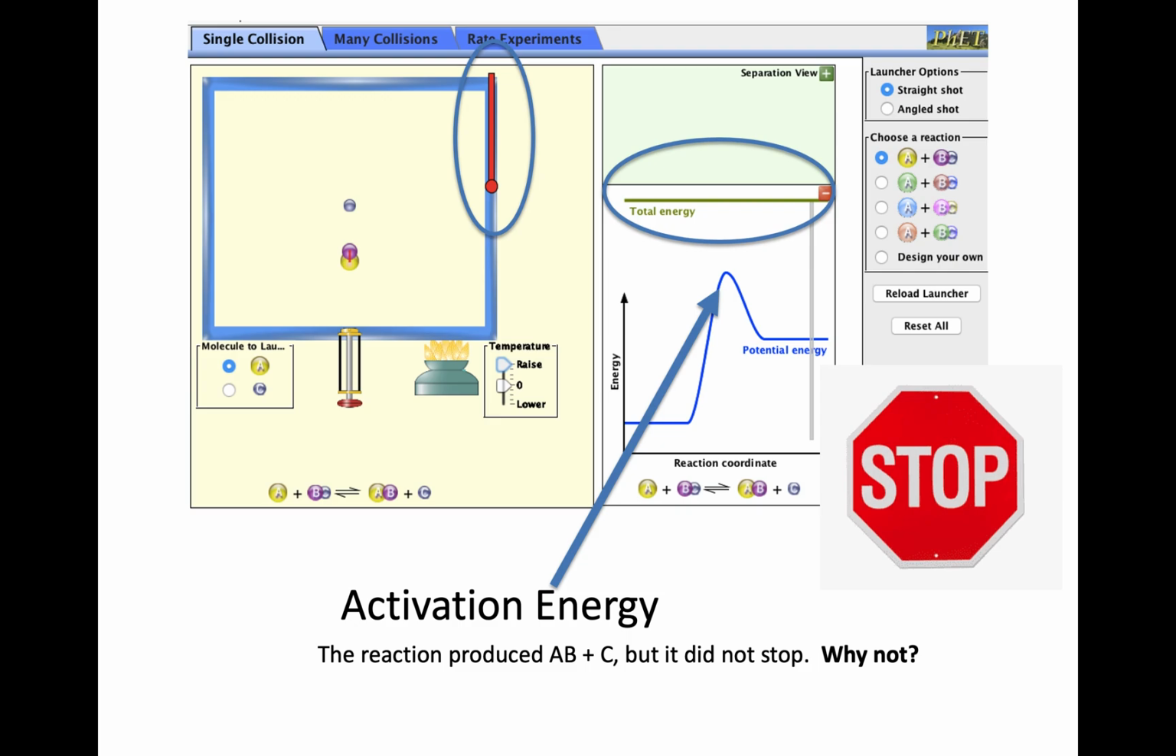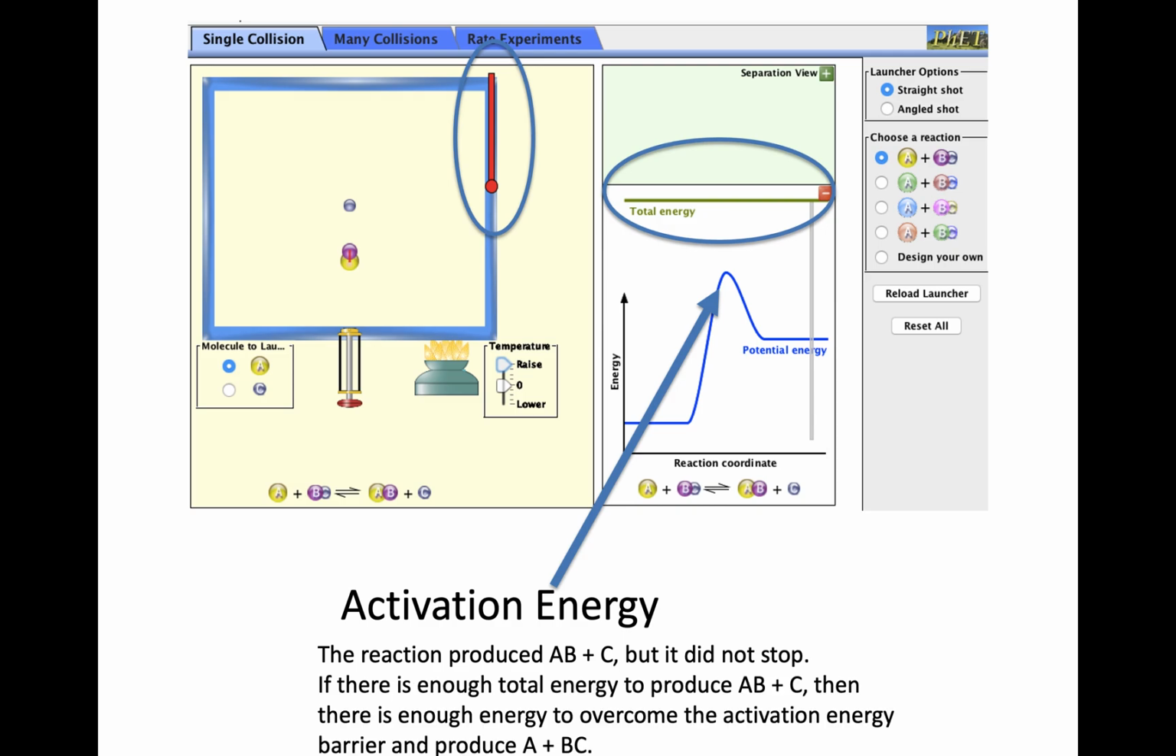Why do you think it didn't stop? Take a second, share your thoughts on that. I would answer it this way. If there's enough energy to produce AB plus C and exceed that barrier for the activation energy, then there's enough energy to overcome that activation energy barrier going in the other direction. The collisions, if they're capable of producing the product, were able to also go in the other direction and lead to the reactants. That's how I would interpret that.